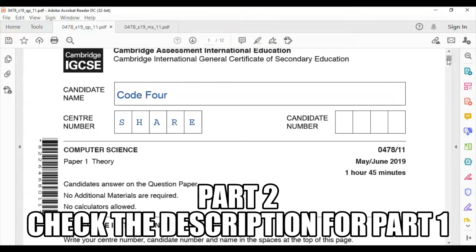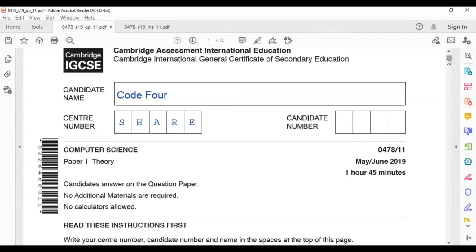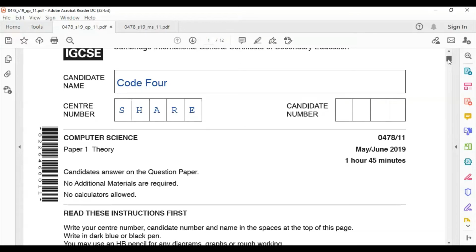Today we'll be solving IGCSE Computer Science Theory, Paper 1. The paper code is 0478/11 from May June 2019. So let's get started.